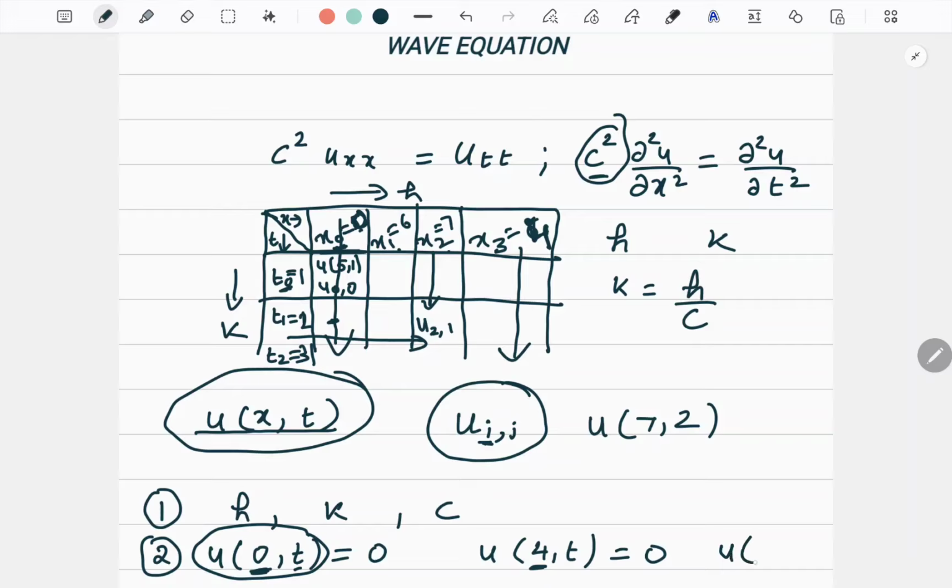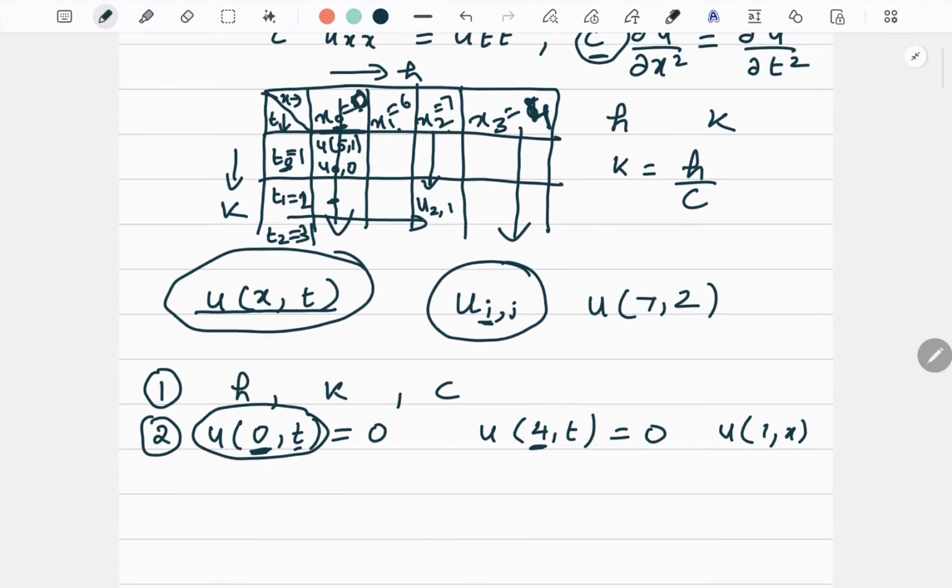Understood? If I write u, suppose t is 1, comma x, what does it mean? It means this first row. So this is how you need to understand what exactly this notation means. Solving the question is very easy, but you have to write down the formula, and for the formulas you need to have this understanding. Now I'll tell you the formula also by which you can do the question.